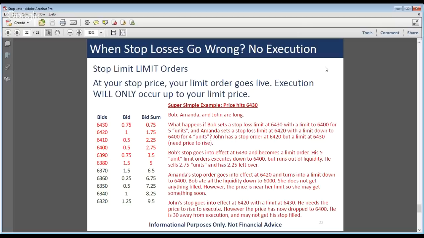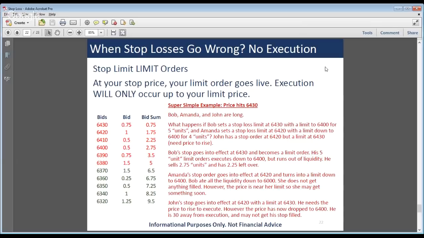But also, I would say the next two slides are the two biggest problems. One would be no execution. So you might say, hey, Crypto QF, how can I get no execution on my stop loss? Well, if you utilize a stop limit, a stop loss limit order. So remember, at your stop price, your limit order goes live. Execution will only occur up to your limit price. So it depends exactly how you place your limit. But remember, at that point, it's just a plain Jane limit order.